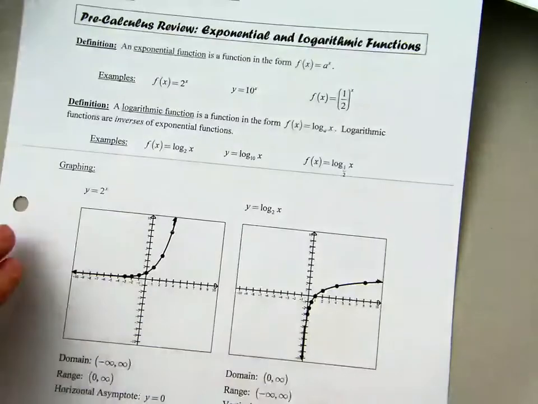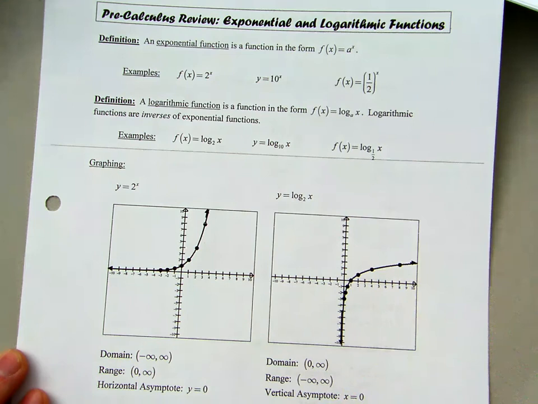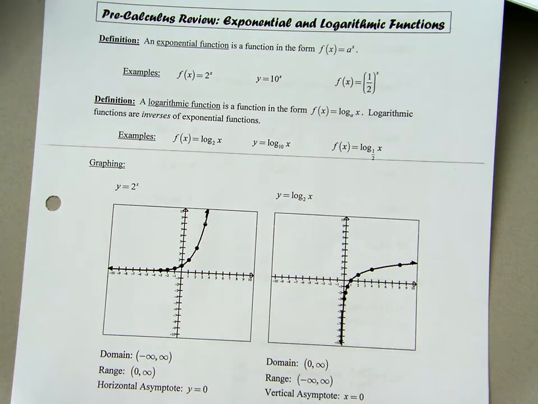Logarithmic functions are inverses of those things. Y equals log base 2 of x, y equals log base 10 of x, y equals log base 1/2 of x, and things like that. They're inverses, they undo each other. You've got a graph of y equals 2 to the x, you've got a graph of y equals log base 2 of x. I can figure out the points on this thing by just making my table of values. I can get the points on the inverse by just switching my x's and y's and plotting them.